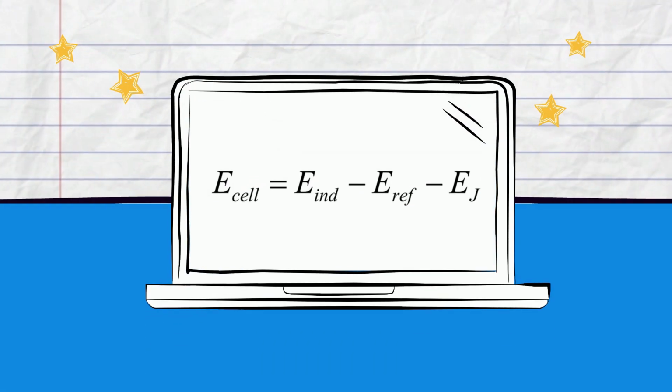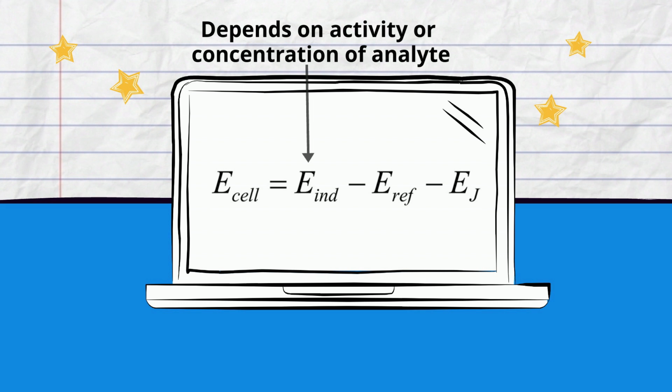Cell potential is equal to the potential of the indicator electrode, minus the potential of the reference electrode, and liquid junction potential. Based on the equation, cell potential depends on the potential of the indicator electrode, because the potential of the indicator electrode is related to the activity, or concentration of the analyte. Meanwhile, the potential at the reference electrode and the salt bridge are constant.